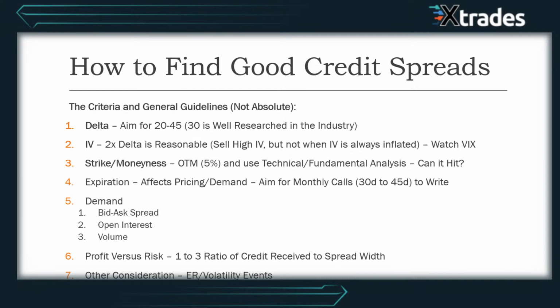But generally speaking, for Delta, the golden number for Delta that's recommended by a lot of people is 30, right? So we're going to look for that net delta difference between your two strikes of about 30. And so usually we're going to be aiming for something between 20 to 45 to give us some leeway. And IV, really, I say 2x delta is reasonable here, but really you just want to sell high IV. And that's just like what I mentioned earlier, because when IV is high, that means the premium on those contracts is also high. So we can get a larger amount of credit for the play that we're selling.